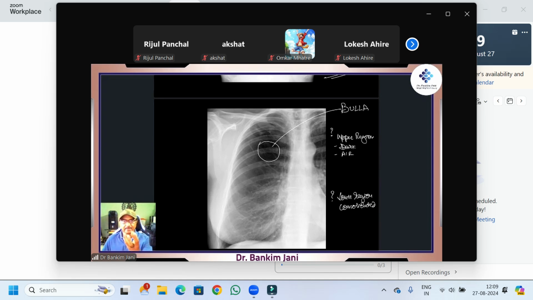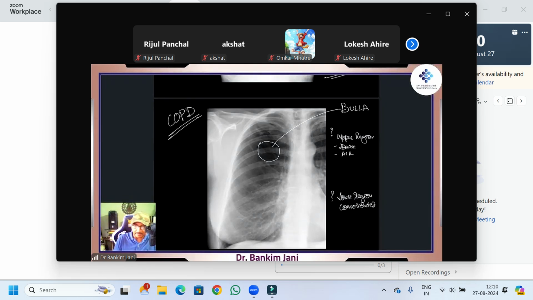Trapped air. Right? Trapped air. This is what is called the bulla formation. In cases of chronic obstructive pulmonary disease, you will find such trapped air in many areas. This lower region is in fact completely normal.